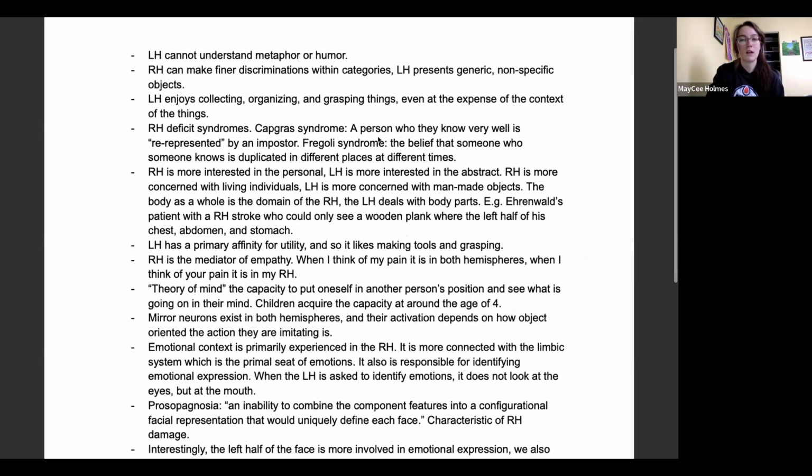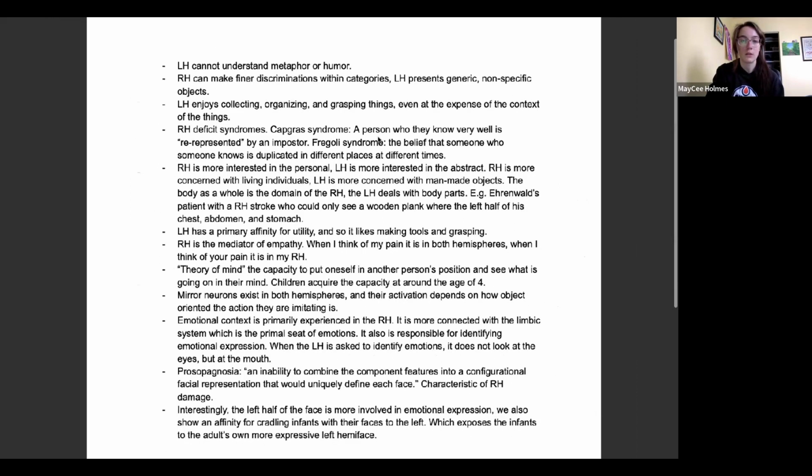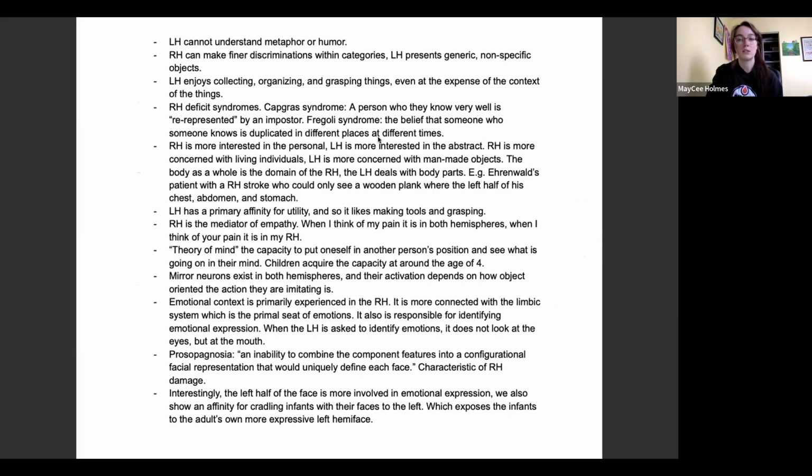The left hemisphere cannot understand metaphor or humor. The right hemisphere can make finer discriminations within categories. The left hemisphere presents generic, non-specific objects. Left hemisphere enjoys collecting, organizing, and grasping things, even at the expense of the context of the things.